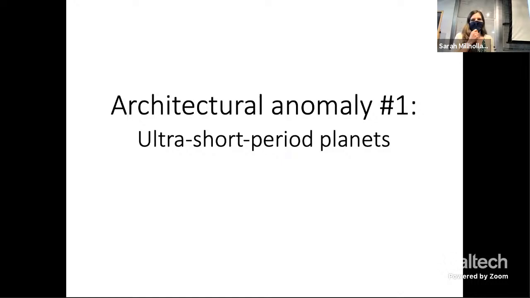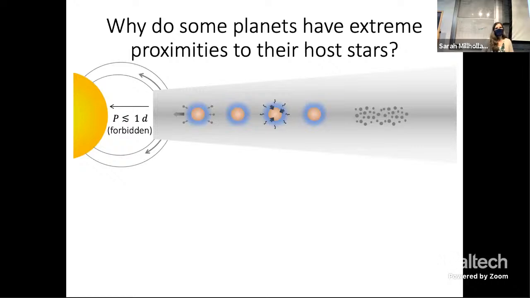So the first topic I want to focus on are the so-called ultra-short period planets. The primary question that we're trying to look at here is, why do we see some planets that have very extreme proximity to their host stars? Extremely close-in planets are particularly peculiar when we think about the fact that these planets have to form in disks, and they shouldn't be able to form inside the inner edges of their disks, which are thought to be controlled by magnetic truncation and are roughly around a few day orbital periods.